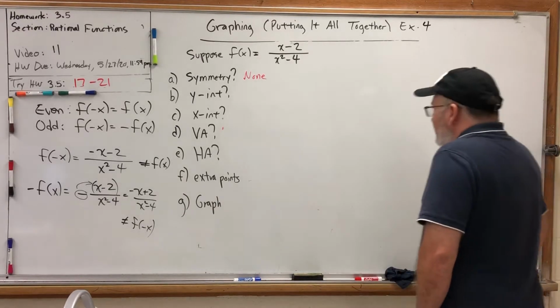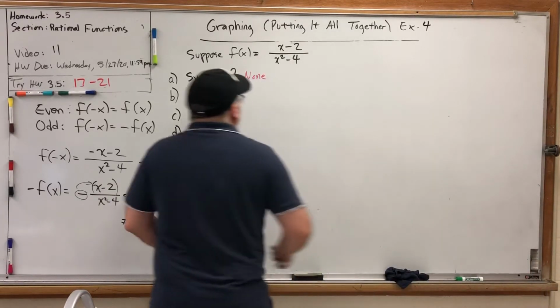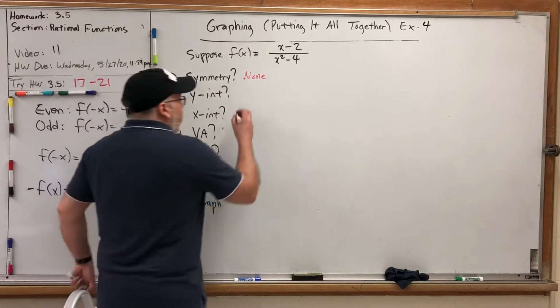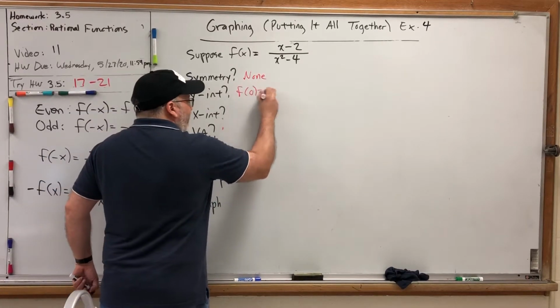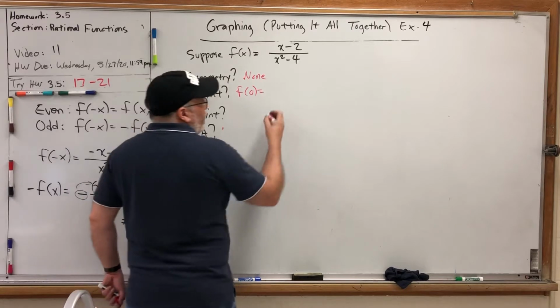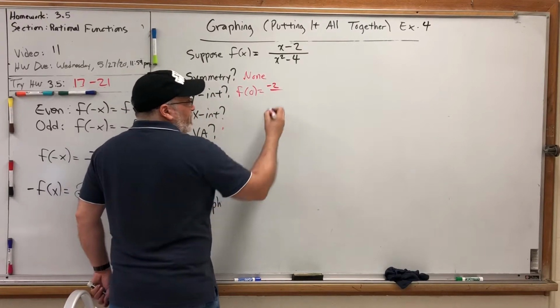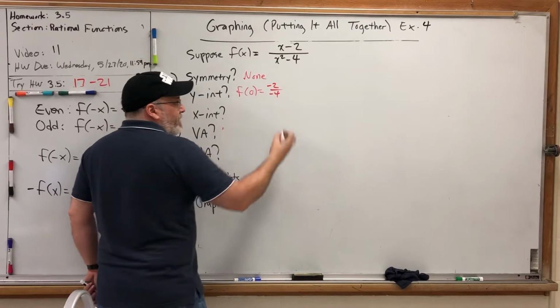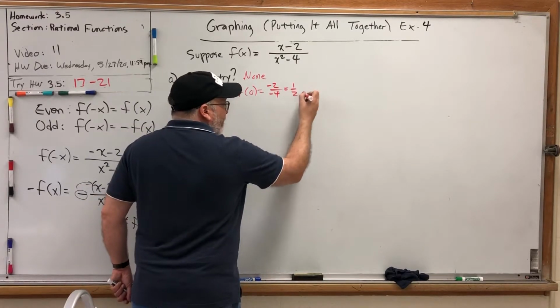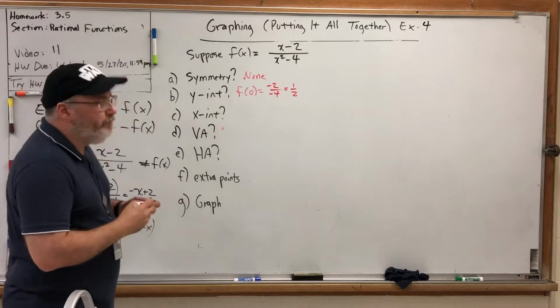All right, y-intercept. Hey, finally, different intercepts. For the y-intercept, we have to put in 0. 0 on the top gives 0 minus 2, which is negative 2. 0 on the bottom gives 0 squared minus 4, which is negative 4. Negative 2 divided by negative 4 is 1/2, or 0.5 when we go to graph it.